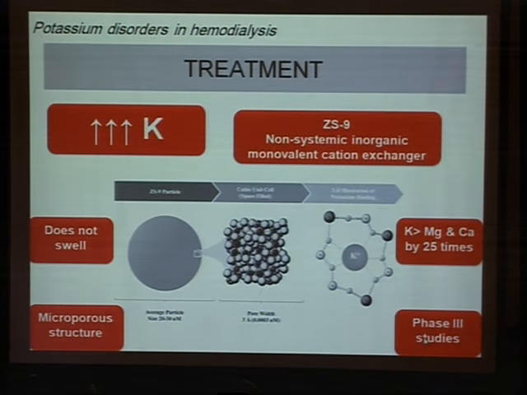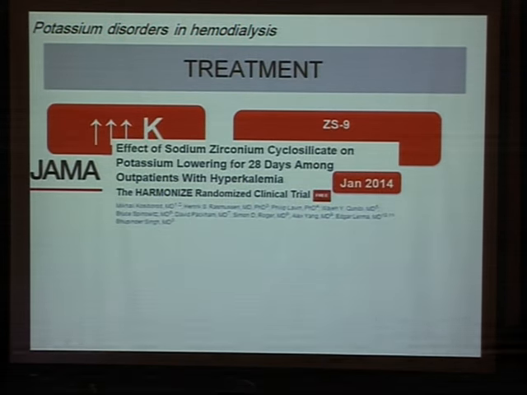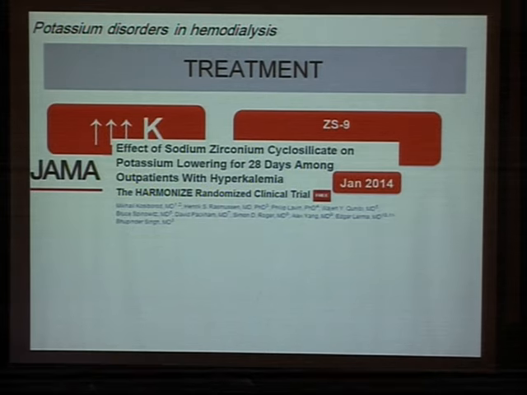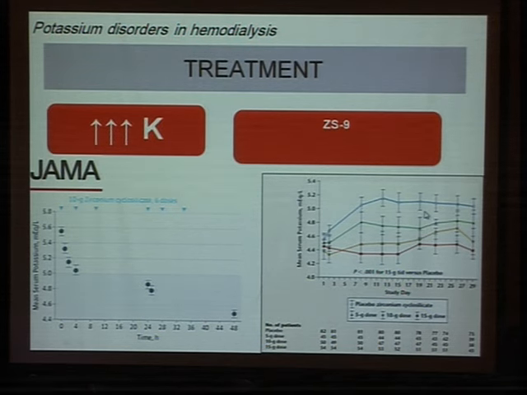And I think we are now in phase 3 studies, and this is a study of zirconium using it for 1 month among patients with hyperkalemia on an outpatient basis. And as we can see here, the lowest level was with 15 grams three times per day compared to placebo patients.